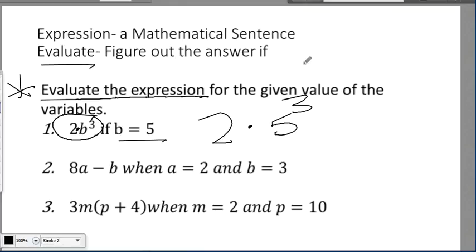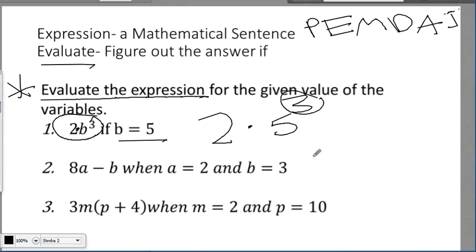Whenever we evaluate, we follow order of operations: parentheses, exponents, multiplications, divisions, additions, subtractions. That's the order that we need to do this in. We don't have any parentheses, but we do have an exponent, 5 to the third power. It's not 15. 5 to the third power is 5 times 5 times 5.